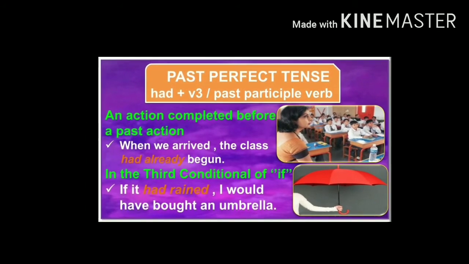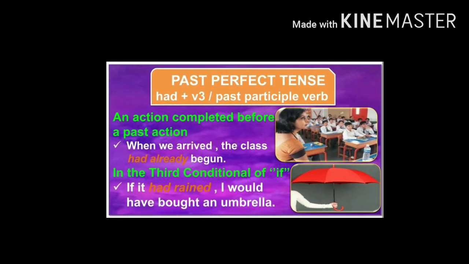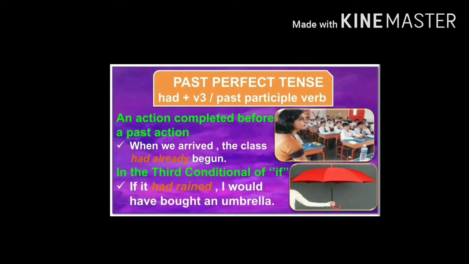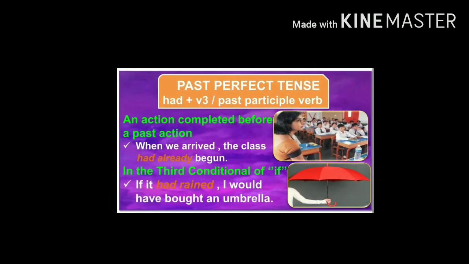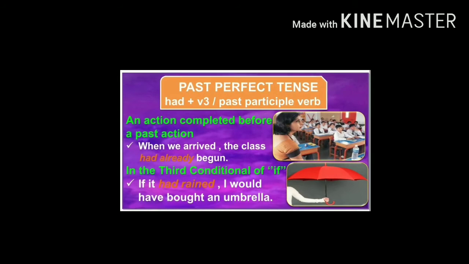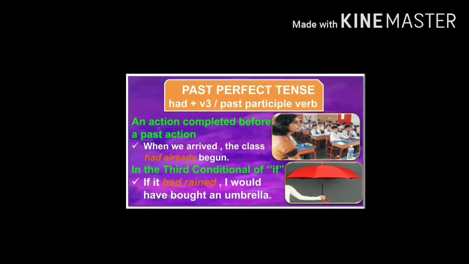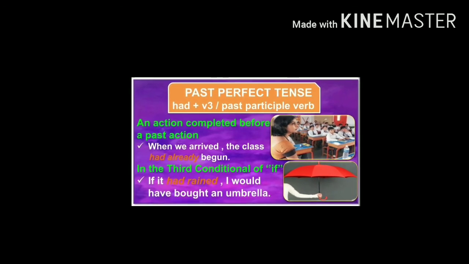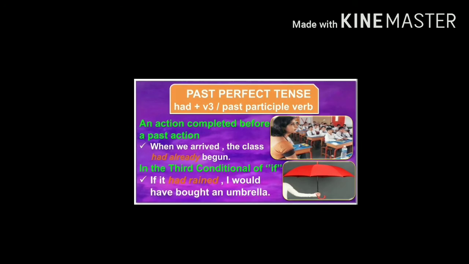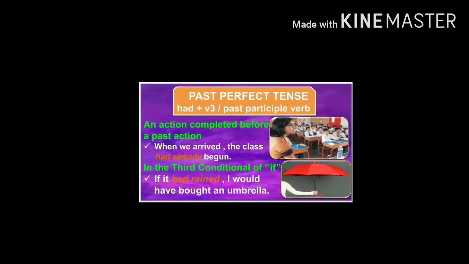We can use past perfect tense to indicate an action completed before a past action, in the third conditional, if, reported speech, and a period of time before an event in the past. The first one is an action completed before a past action. Example, when we arrived, the class had already begun.